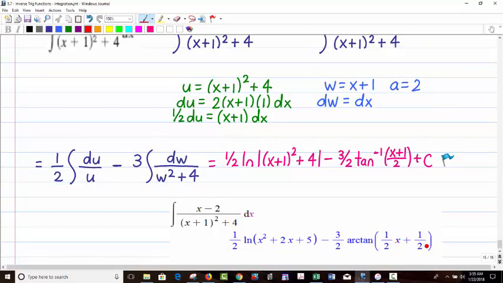Maple backs that up. Of course, they just split up that fraction right there. Didn't affect anything. And that concludes the video for inverse trig functions integration.